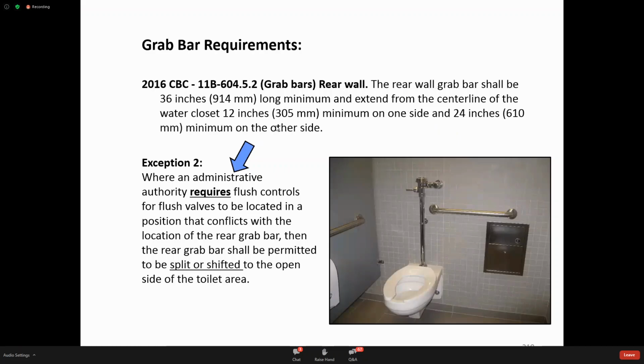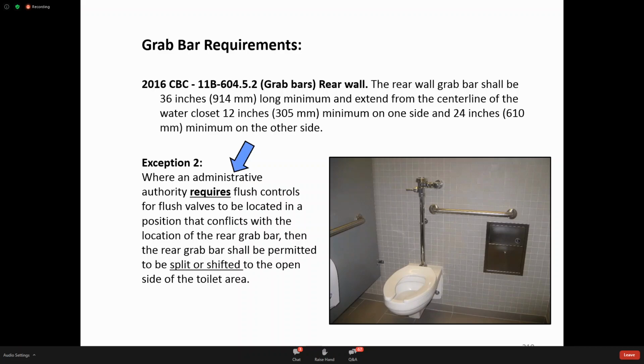So meanwhile, back at the ranch, under accessibility, the grab bar requirements have this exception number 2 that says where an administrative authority requires flush controls, and so on. So OSHPD is saying emphatically, we are not requiring you to do this. You're choosing to do it. So OSHPD is not going to allow you to split the grab bar or to put the grab bar on one side. Now it occurs to me, I may have glossed over a point.